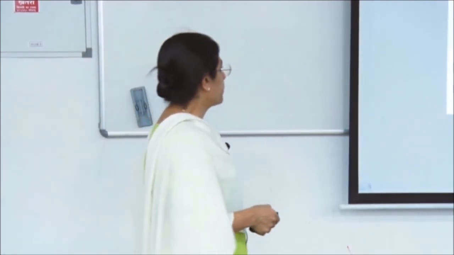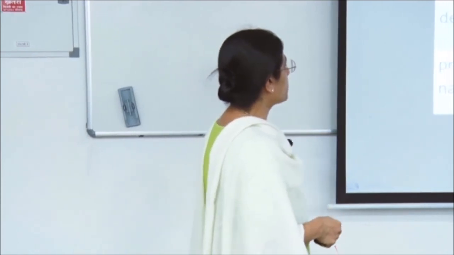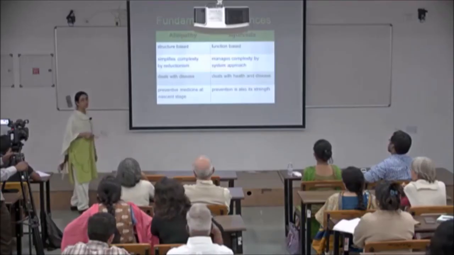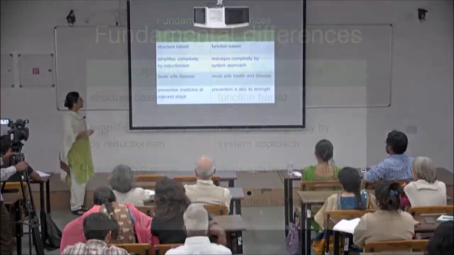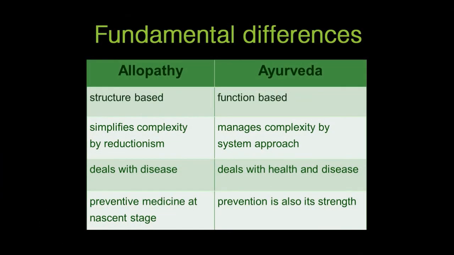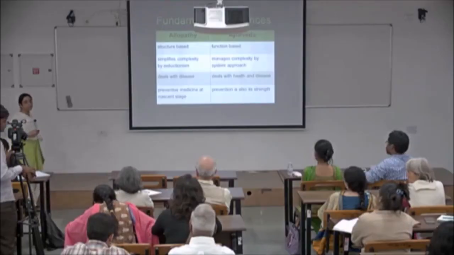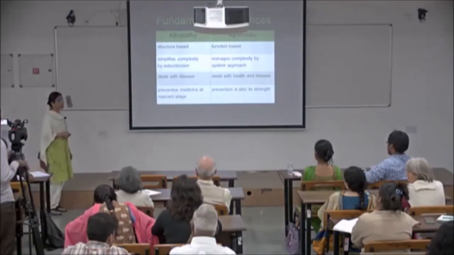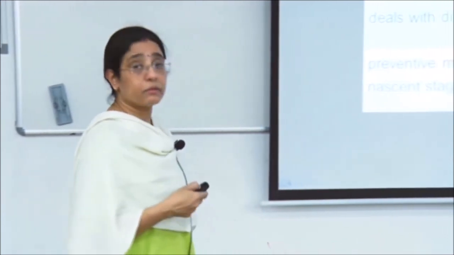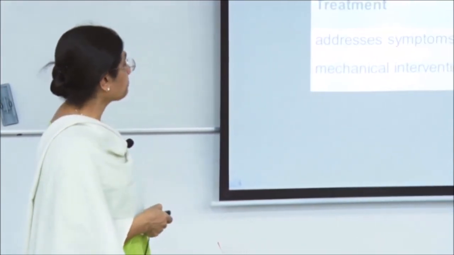Modern medicine is a science of disease. And preventive medicine is at a very nascent stage in allopathy, whereas in Ayurveda, prevention is also its strength. I have put in this word also because people presume that Ayurveda is good only at prevention. People presume that it's not really good at treatment, or if at all it's good at treatment, it's very, very slow. So it's not true. Prevention is one of the strengths of Ayurveda.